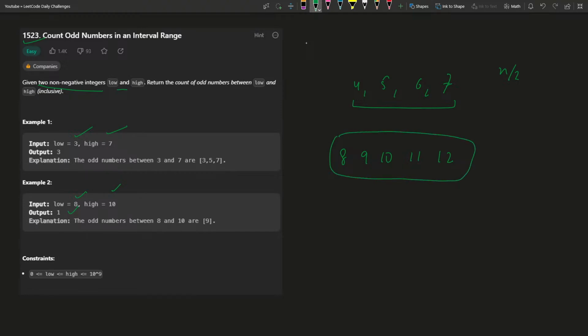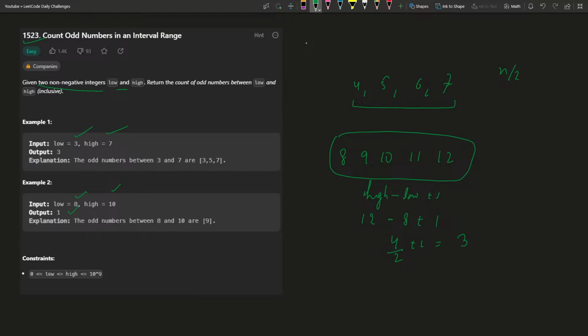So here the total count will be high minus low plus 1. High is 12, low is 8, and plus 1: 12 minus 8 is 4, and 4 plus 1 is going to be 5. Sorry, 4 divided by 2 plus 1 is going to be 2 plus 1, which is 3.